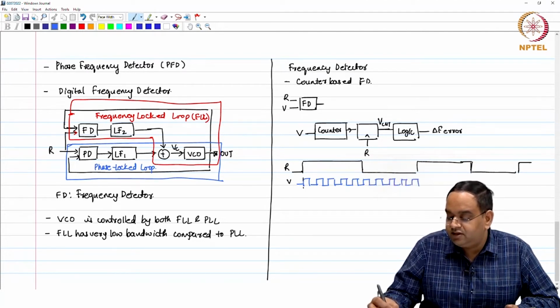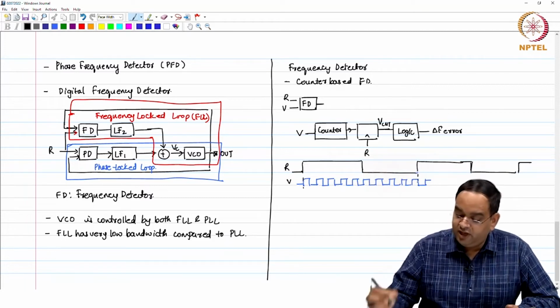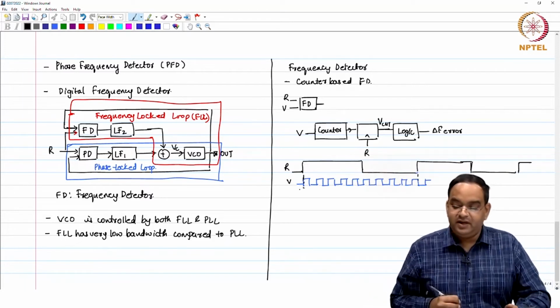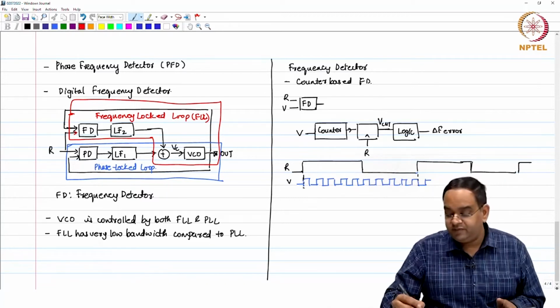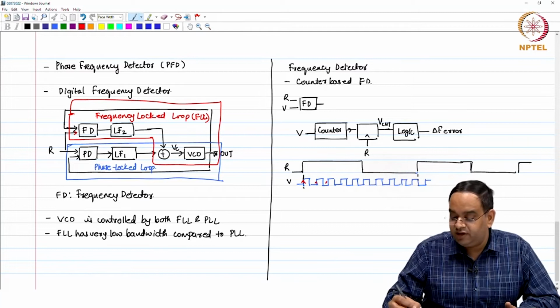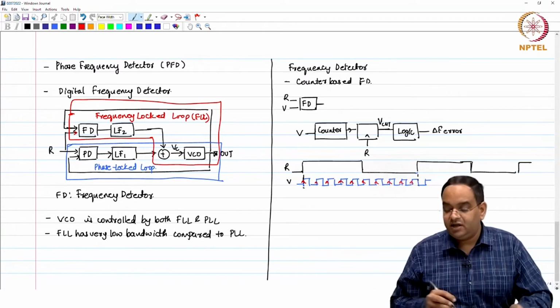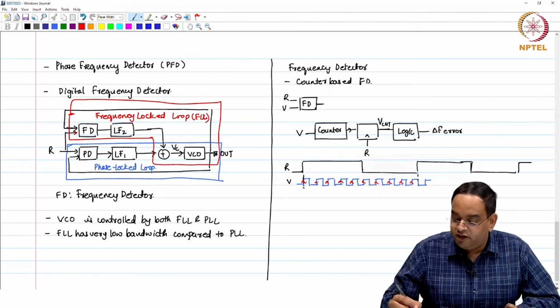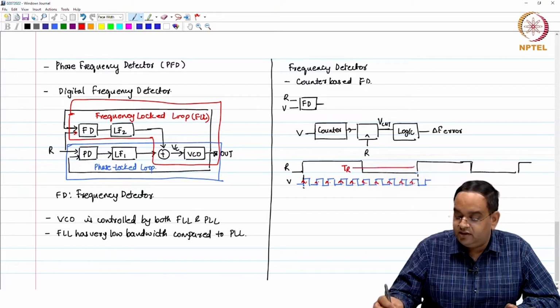So, here is just an example. If you look at it in one reference period, I will check how much I have counted. In one reference period, I am going to count the rising edge. At every rising edge of the V signal you increment the count by 1. So, I have 1, 2, 3, 4, 5, 6, 7, 8, 9, 10.